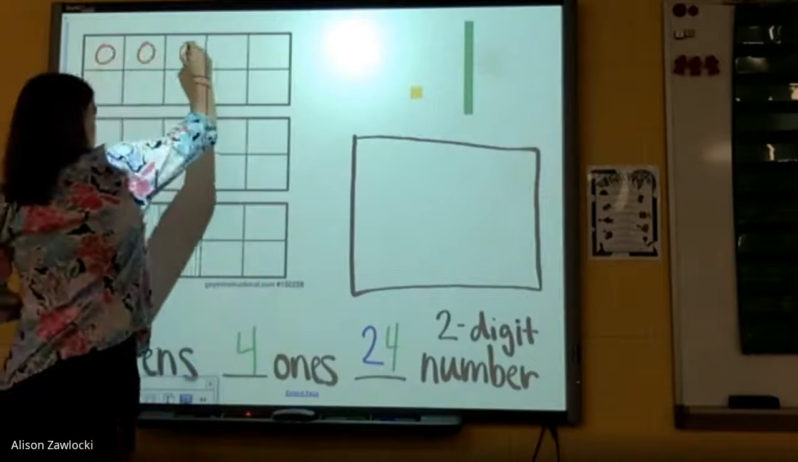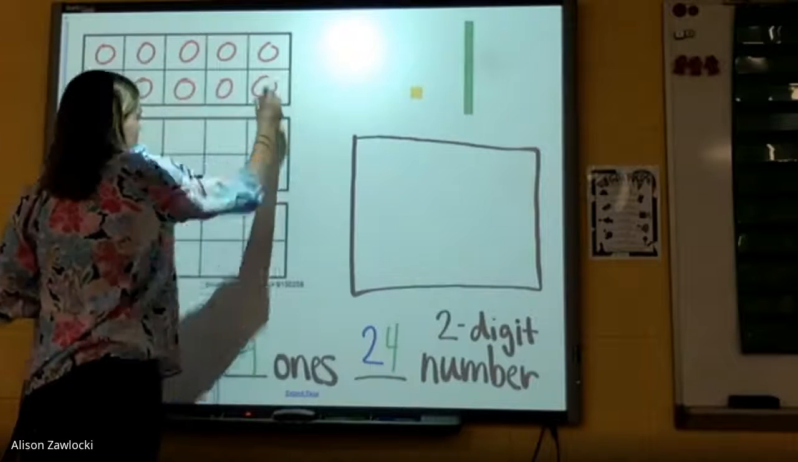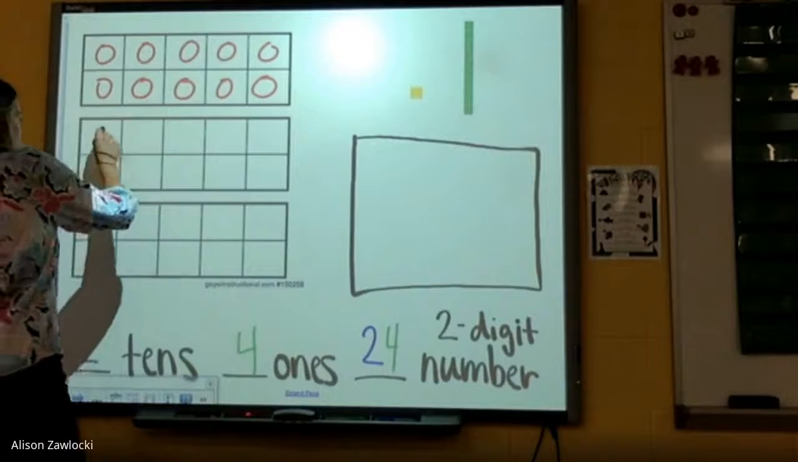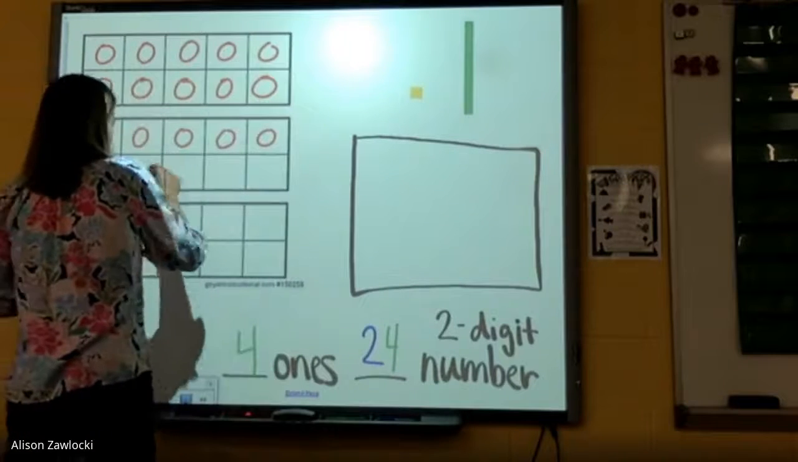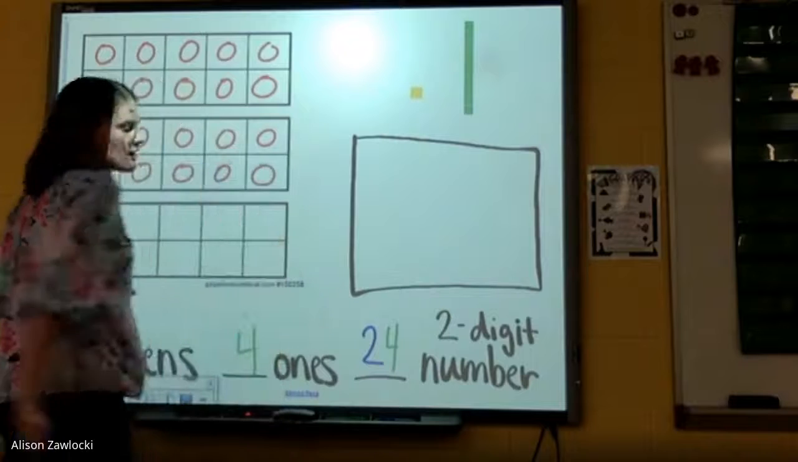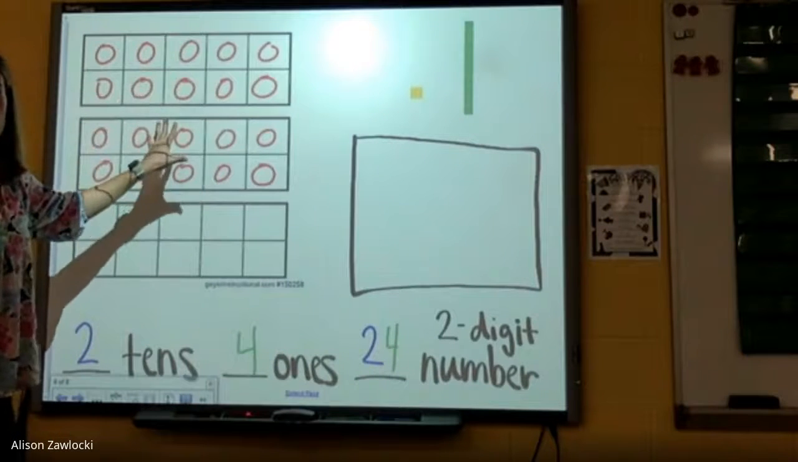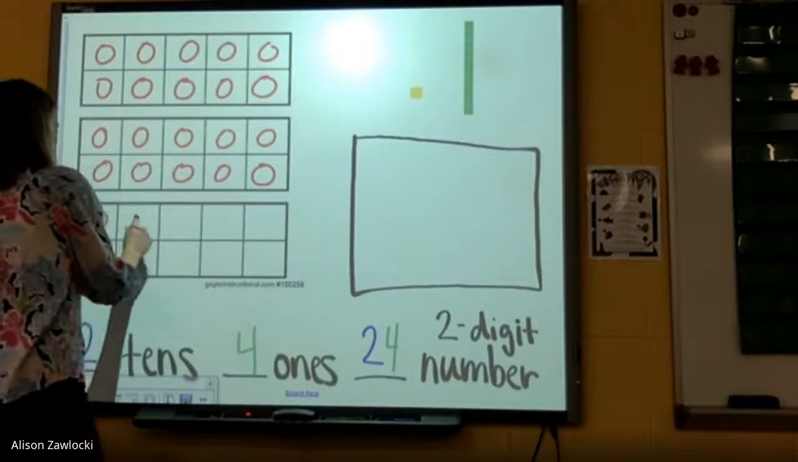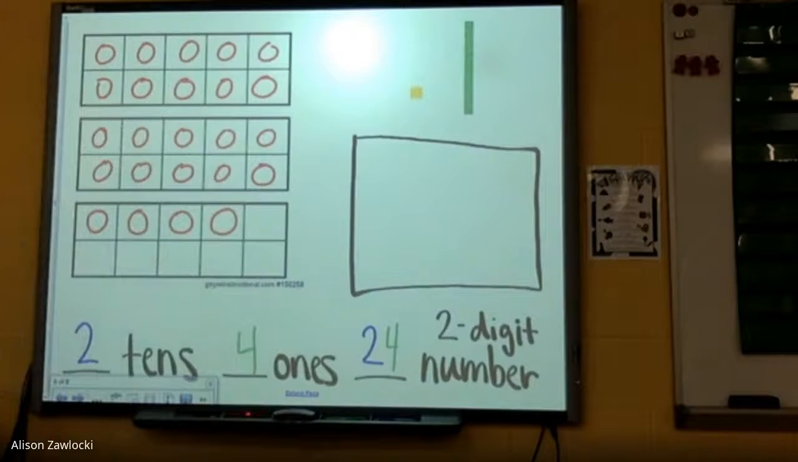1, 2, 3, 4, 5, 6, 7, 8, 9, 10. Okay, I have 1 full 10 frame. How many more do I need? That's right, I need 1 more. 1, 2, 3, 4, 5, 6, 7, 8, 9, 10. Okay, now how many do I have? 10, 20. I have 20 now. How many more do I need? That's right, I need 4 extras. 1, 2, 3, 4. Boys and girls, do I draw any more?